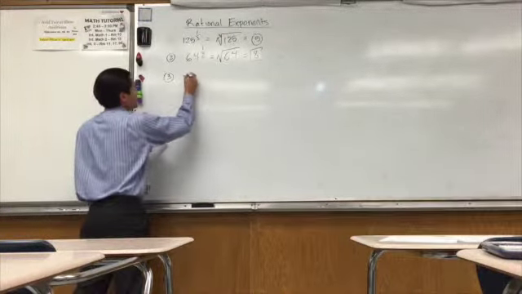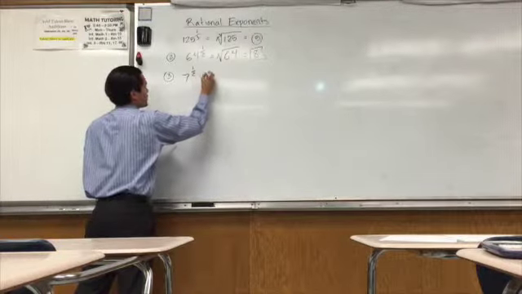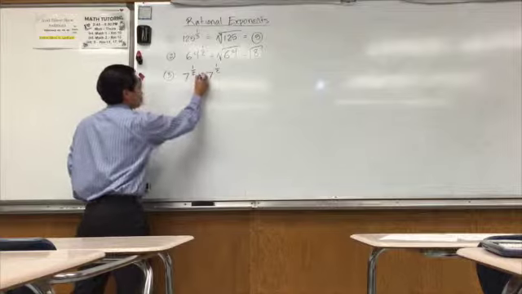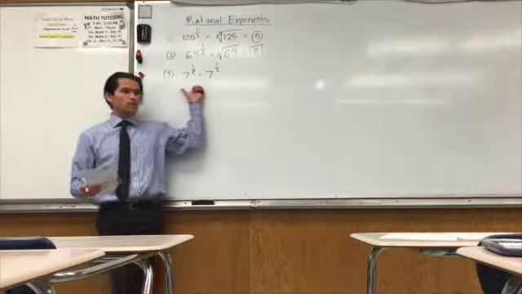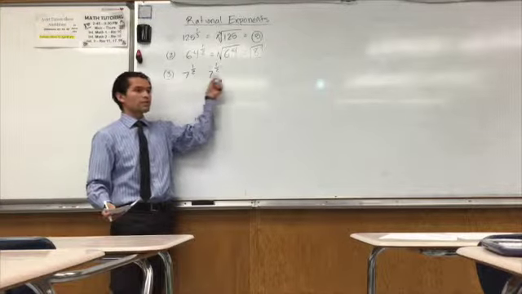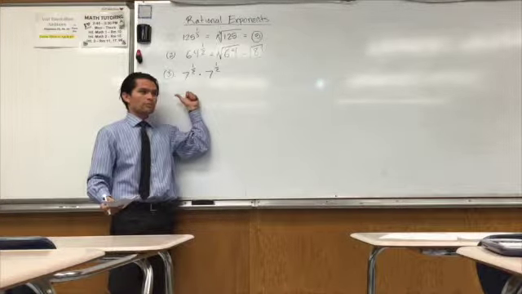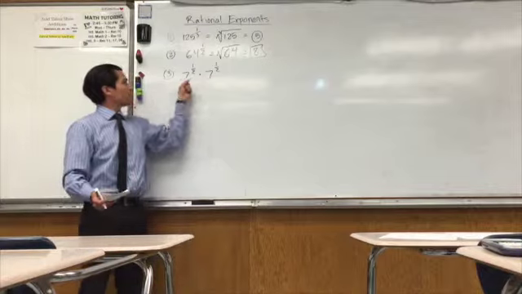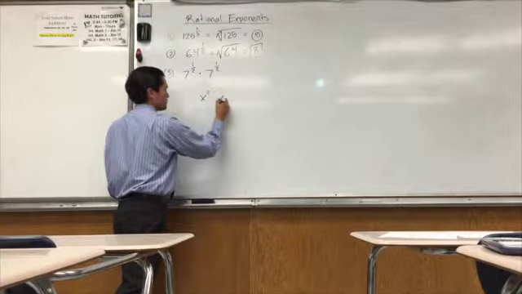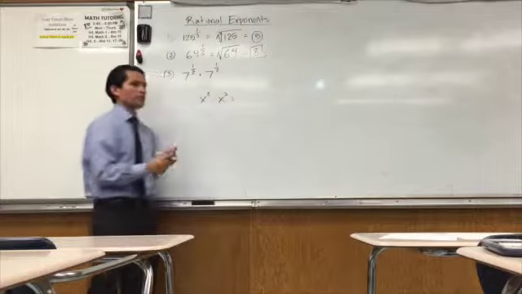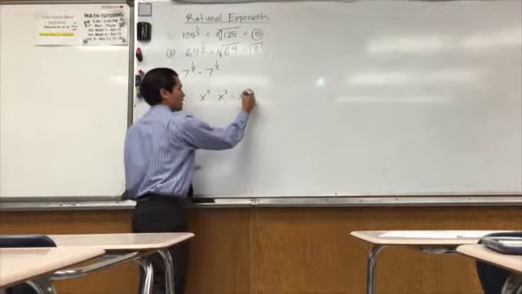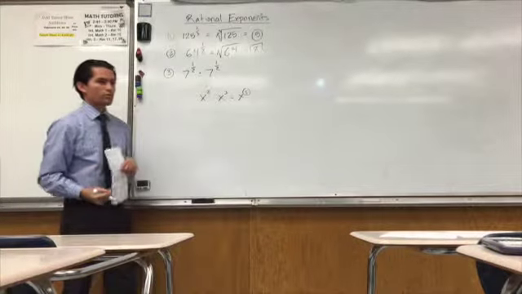Number 3, 7 to the 1/2 power times 7 to the 1/2 power. It's a pretty simple one. In this case, what you need to determine is: is it easier if I change it to radicals, or is it easier if I just leave it like this in rational exponents? Can I combine these two together? Do they have the same base? Yeah, right? They have the same base. Like x squared times x to the 3rd. As long as they have the same base, I can add the exponents, and it's x to the 5th power.